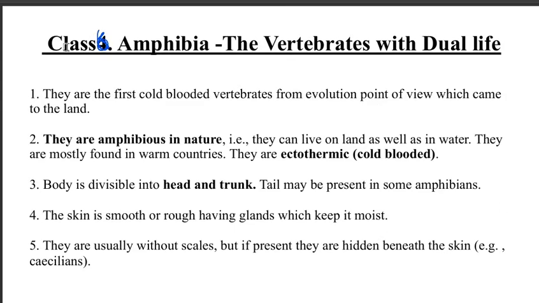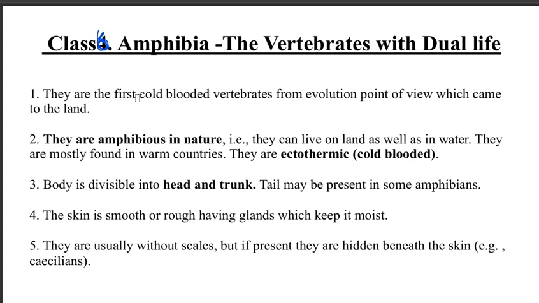So this is the sixth class of the vertebrates, which is the Amphibia. Now the word amphi means dual. So these are the vertebrates with a dual life. They can live on land as well as in water. That's why they are called amphibians. So let's discuss their general characteristic features.